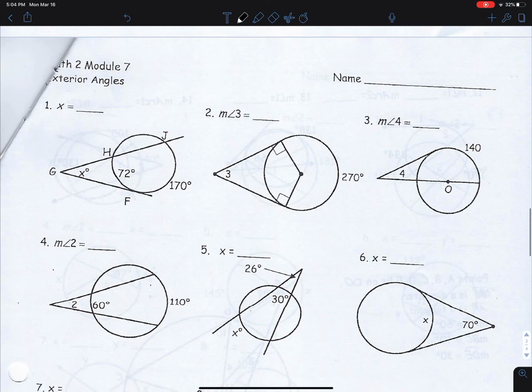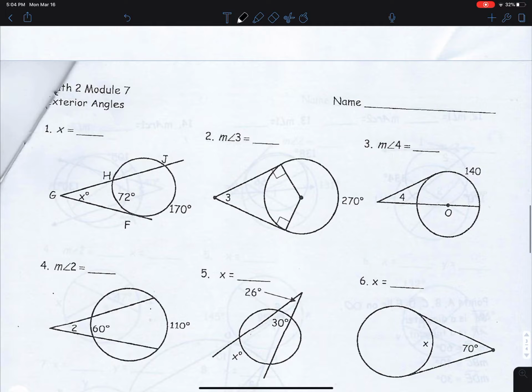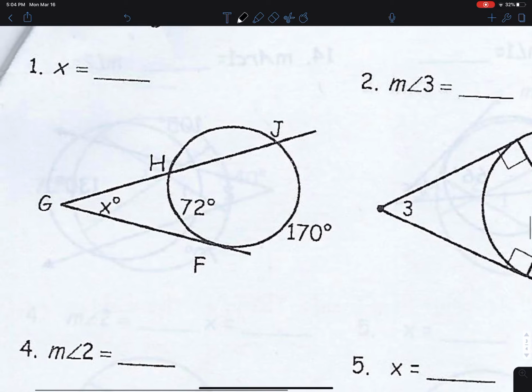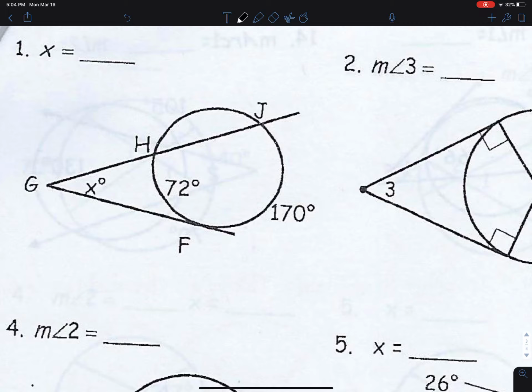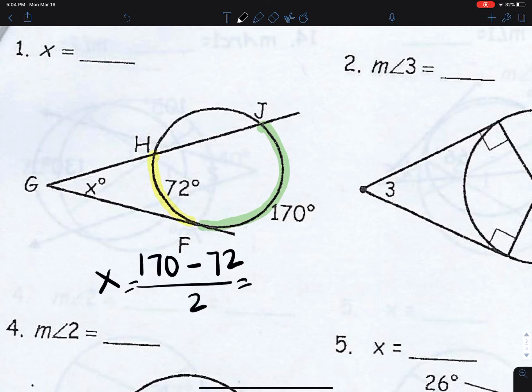And then we have our exterior angles. So I'm going to add the E here. So this is exterior angles. And remember with exterior angles, we are subtracting. So interior, we add the arcs together. Exterior angles, we subtract. So our major arc is 170. So I'm going to do 170 minus 72. And then we divide that by 2, and that gives us our angle, which is x.